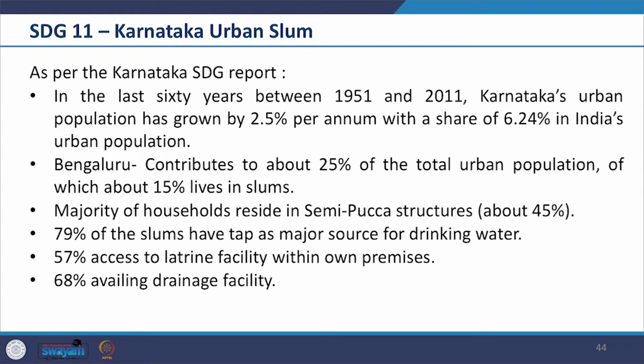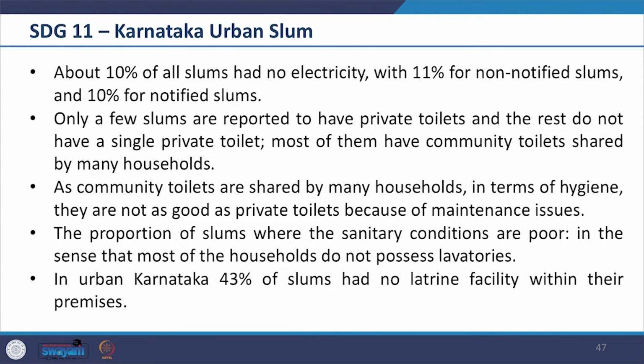Of all the urban areas in Karnataka, the most populated one is Bengaluru, which contributes about 25% of the total urban population, of which about 15% lives in slums. The majority of households reside in semi-pakka structures, with 79% of slums having taps as the major source for drinking water, 57% having access to toilet facilities within their own premises, and 68% availing drainage facility. In urban Karnataka, about 10% of all slums had no electricity, with 11% of notified slums and 10% of non-notified slums.